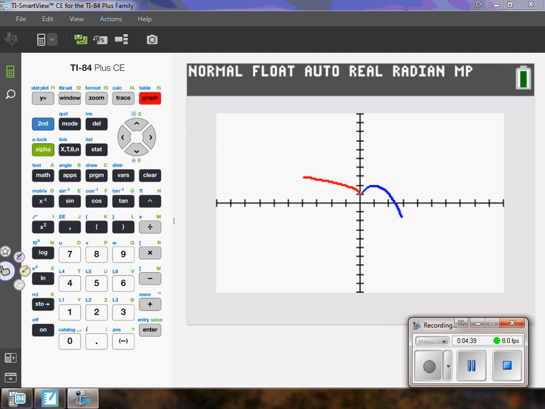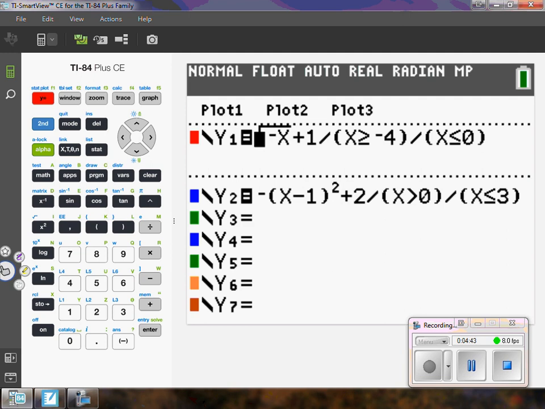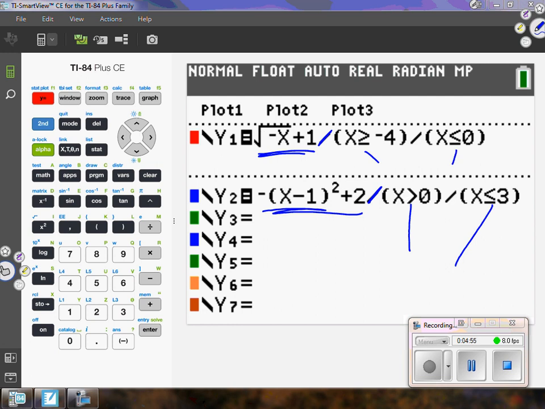Fine. If you didn't hit pause, I'll go ahead and show you what I typed in. Put in the two equations. One here, one there. Remember, the slash comes from the division sign. If you can't find these symbols, the less than or equal to, greater than or equal to, again, you're looking under second, math. That's the test menu. That's where you'll find those. All right, so that's how you do piecewise functions on the graphing calculator.